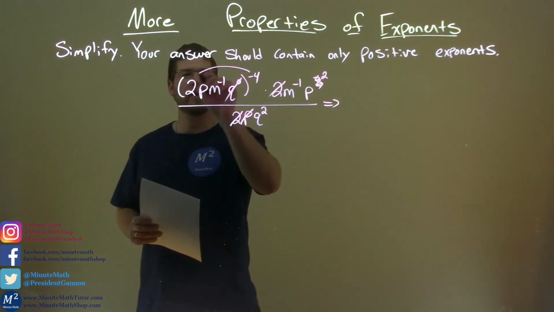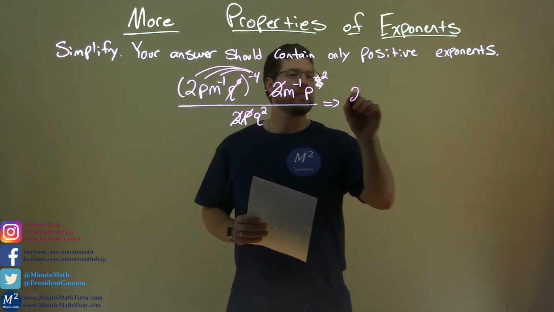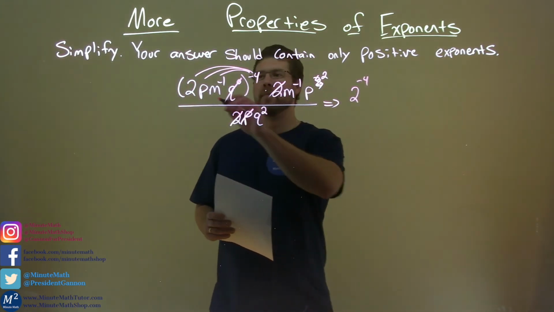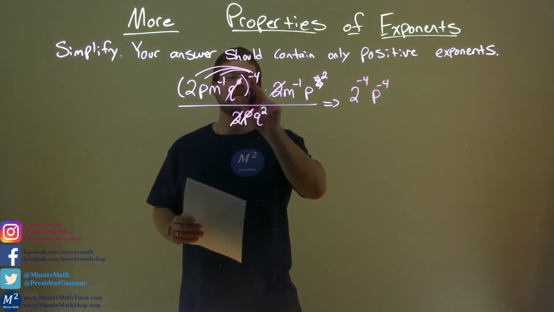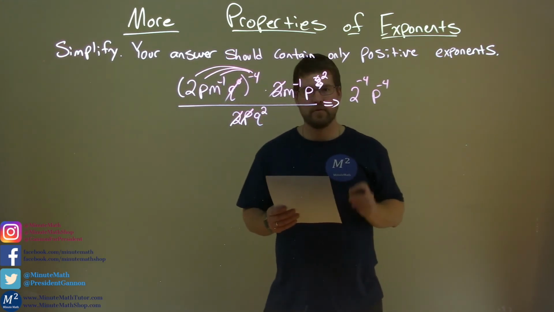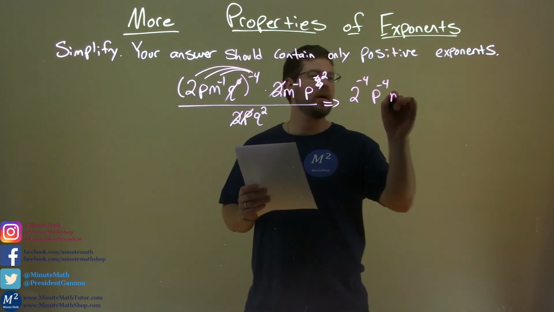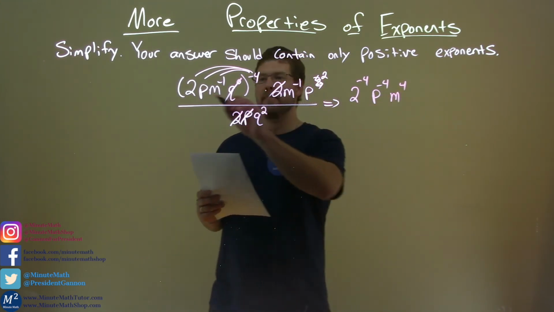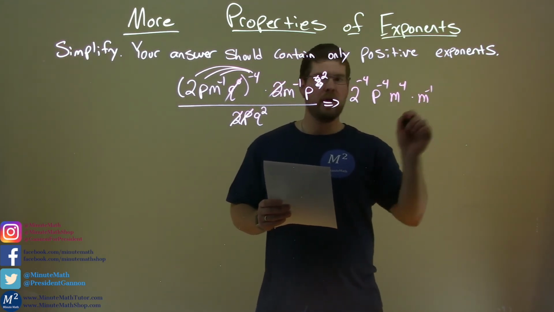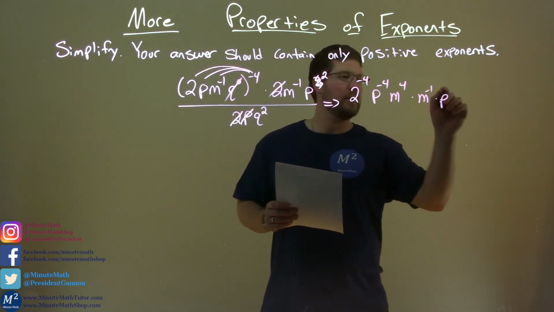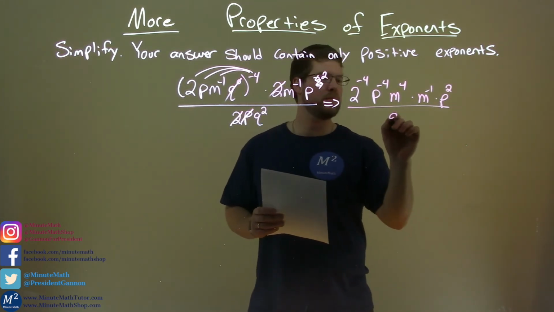Let's distribute the negative 4th power to our parts that are left in that parenthesis. We have 2 to the negative 4th power here, p to the negative 4th power. M to the negative 1 times a negative 4 is a positive 4. Remember, we multiplied the exponents here. So we have m to the positive 4th power. Okay, got all that done. Times, what's left? M to the negative 1 times p squared. Okay, denominator here is just q squared.